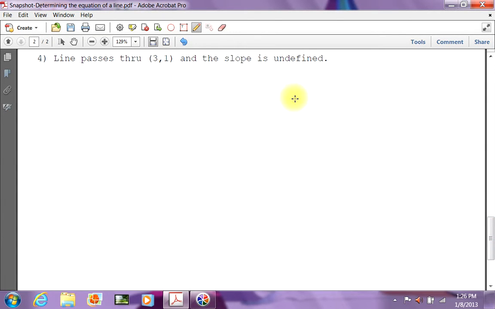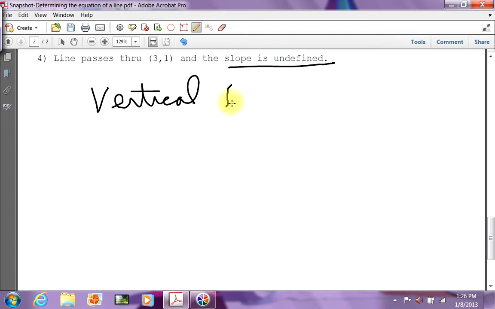Okay, the last one. A line passes through (3, 1), and the slope is undefined. Well, if the slope is undefined, we know this is a vertical line. Vertical lines are x values.